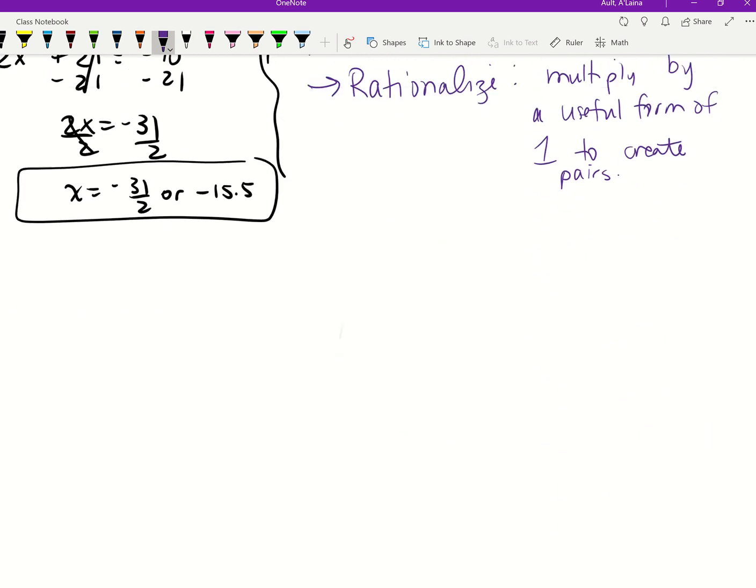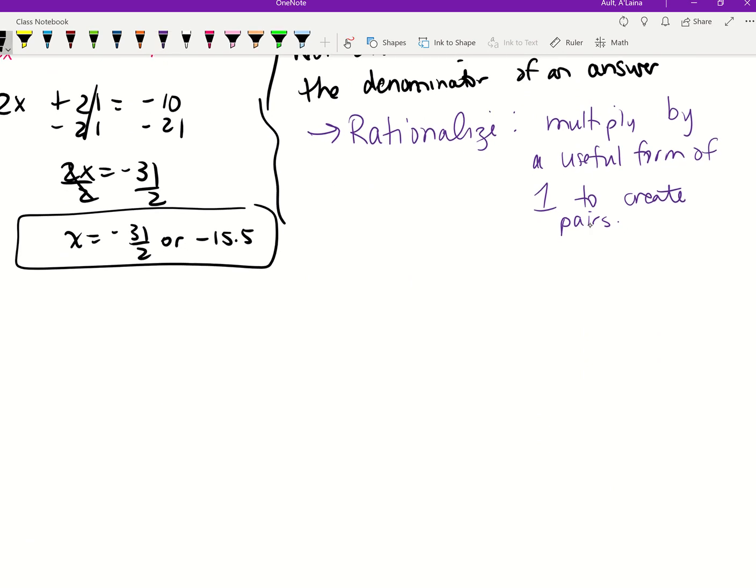Here's an example. Let's say something like this, 1 divided by the square root of 3. Well, I can't do any fraction reducing here. One of these is a whole number and one of them is a square root. I also don't have any pairs for a factor tree here. So I can't simplify this. So what I'm going to do is rationalize.